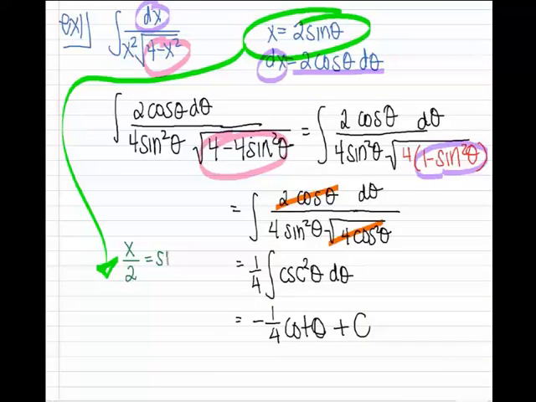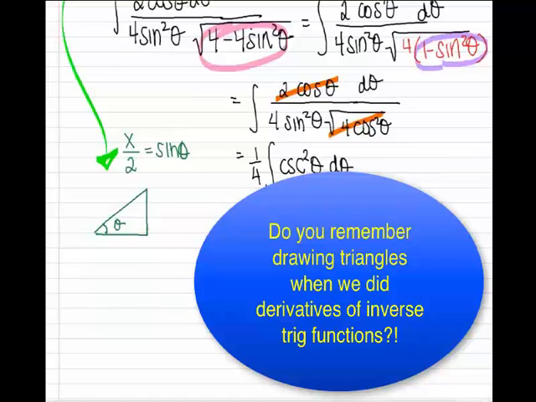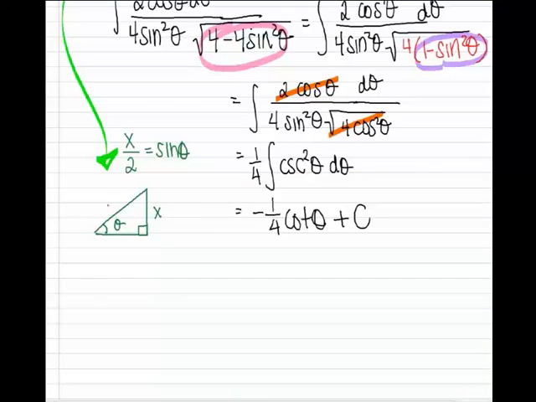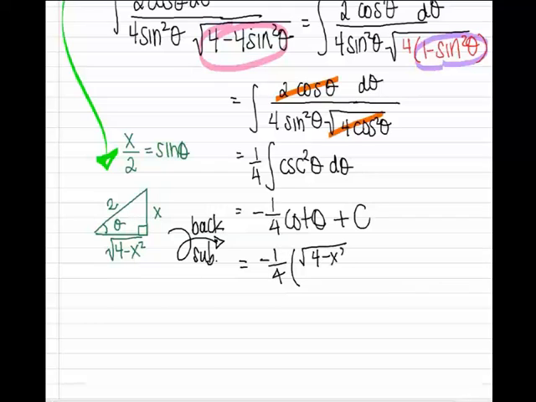And we are going to draw a triangle. We are going to draw a triangle with an angle theta, and the sine value is x over 2. So using the Pythagorean identity, I can fill out my missing side, and then I will back substitute. So I have negative 1/4, and cotangent theta in this case is going to be adjacent over opposite, so square root of 4 minus x squared all over x plus c. And this is our answer.